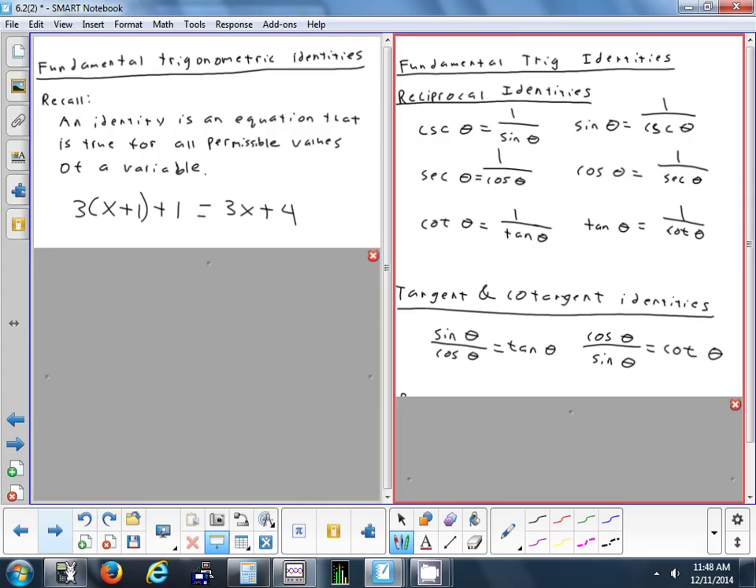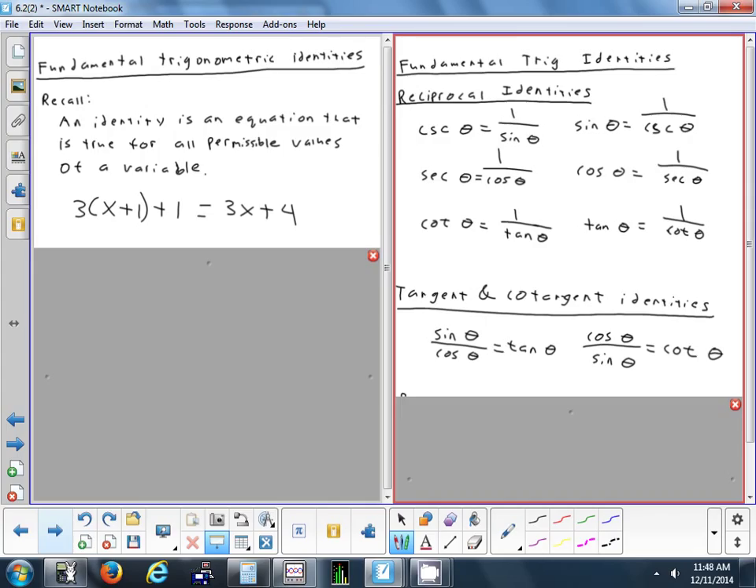Remember, sine was y, cosine was x. And then we learned if you take y and divide by x, that's how you find the tangent. This is the same thing we already said with unit circle trig. Sine divided by cosine gives you tangent.